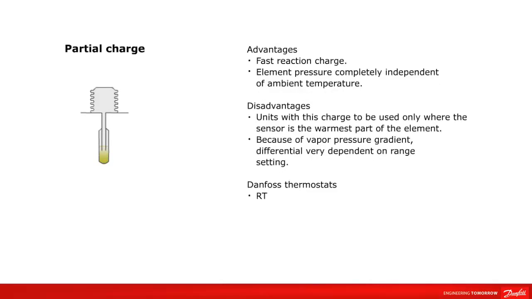The advantages of the partial charge are fast reaction charge and element pressure completely independent of ambient temperature. The disadvantages are that units with this charge can be used only where the sensor is the warmest part of the element, and that because of vapor pressure gradient, the differential is very dependent on the range setting.